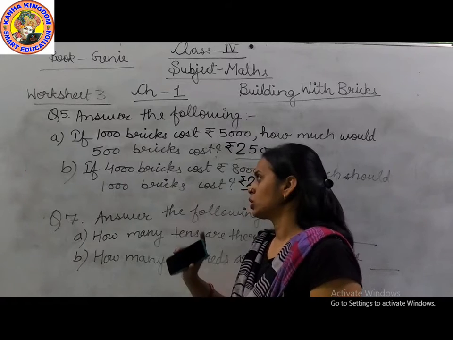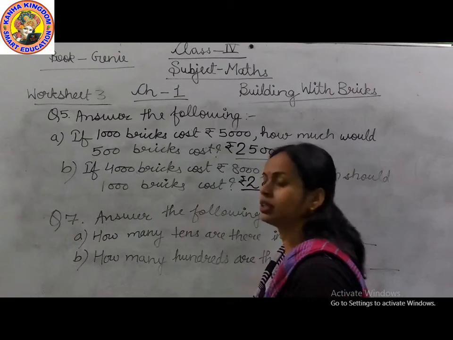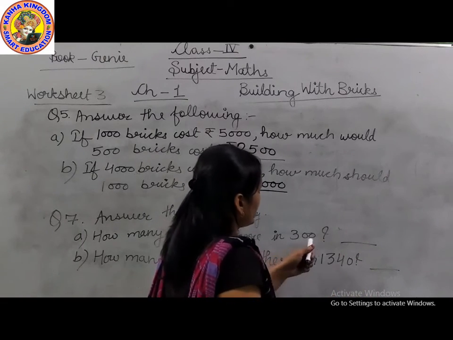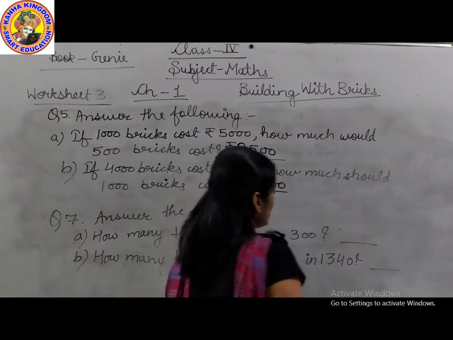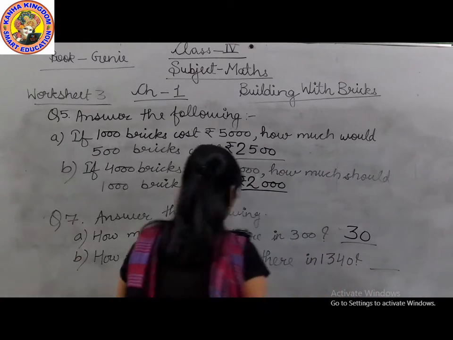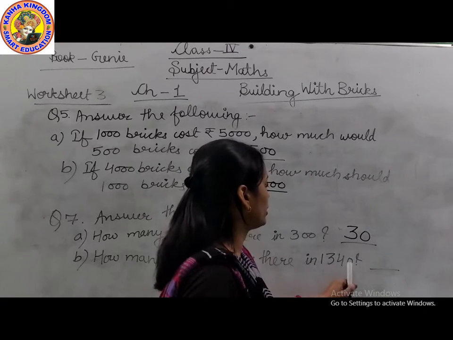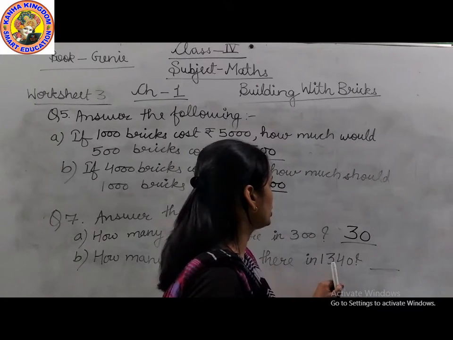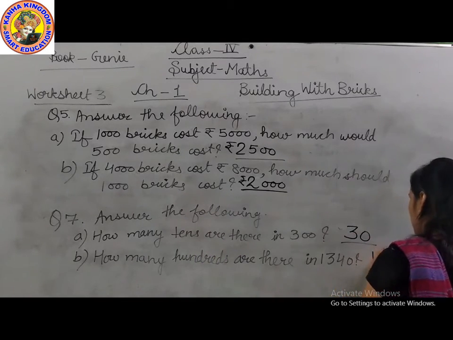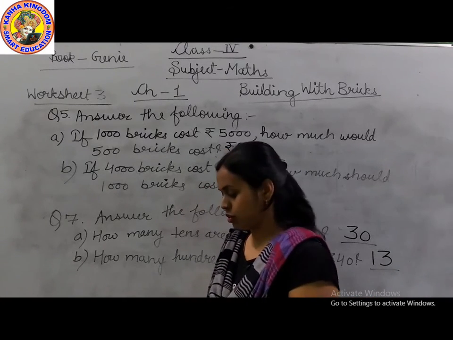Now next, question number 7. How many tens are there in 300? So 100 is ten tens once. So how many tens? 30. How many hundreds are there in 1,340? 13. Okay.